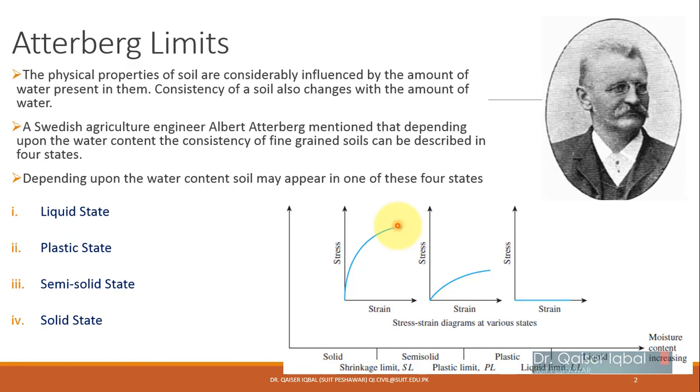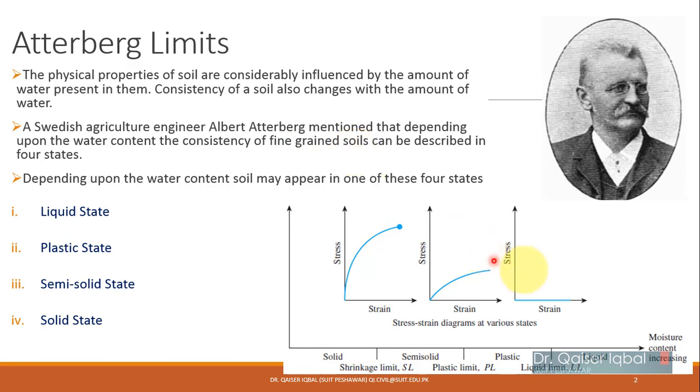As you know, we discussed Atterberg limits in the previous lecture, and we learned that the Atterberg limits basically refer to the limits given by a Swedish agriculture engineer, Albert Atterberg, to the various states of the soils in which the soil can exist depending on its moisture content.